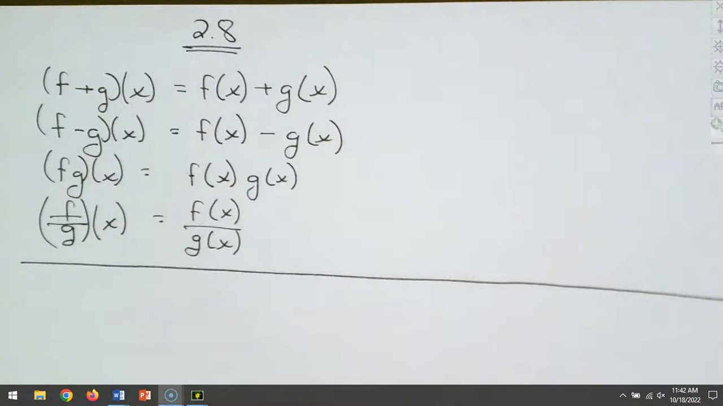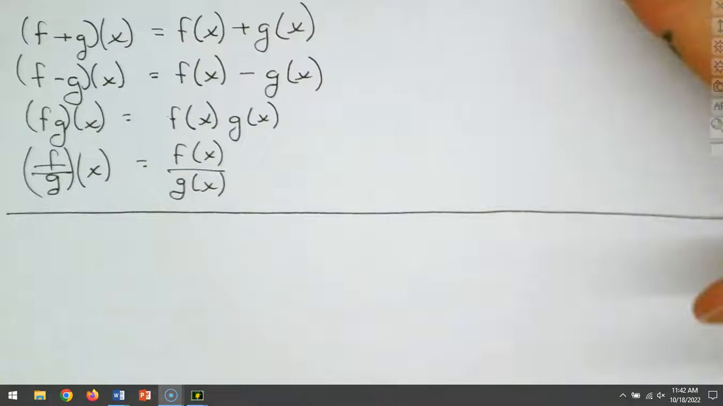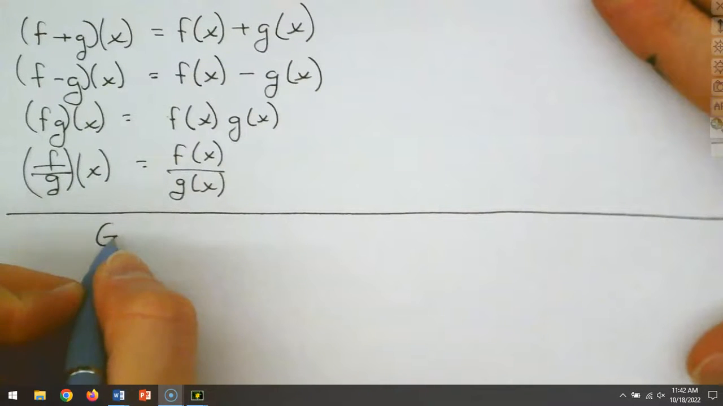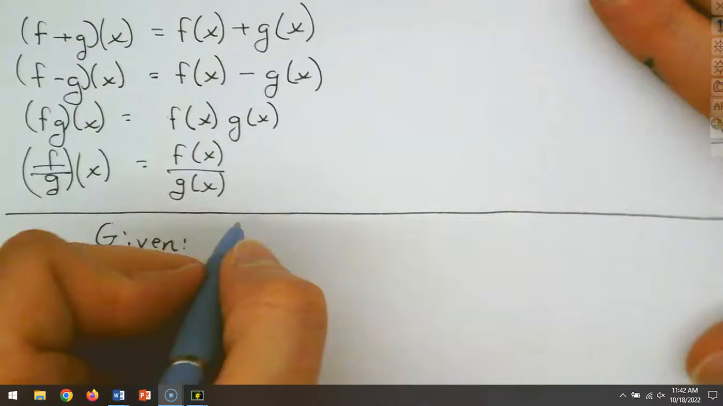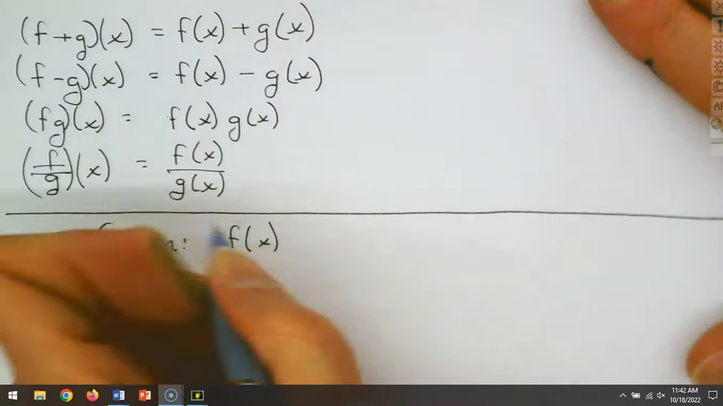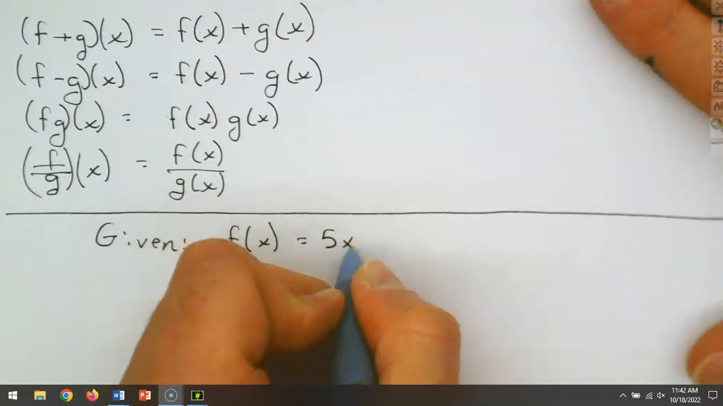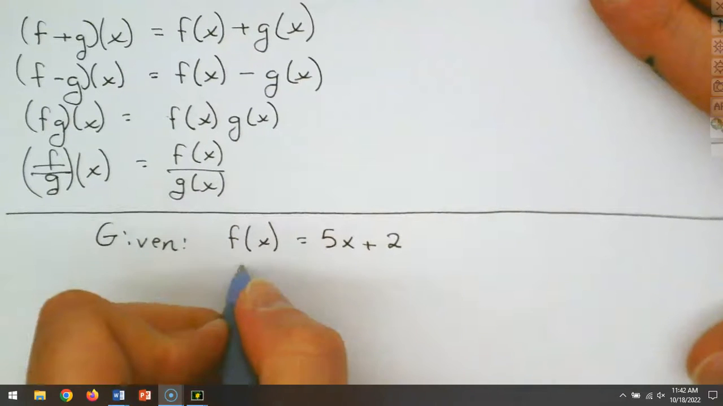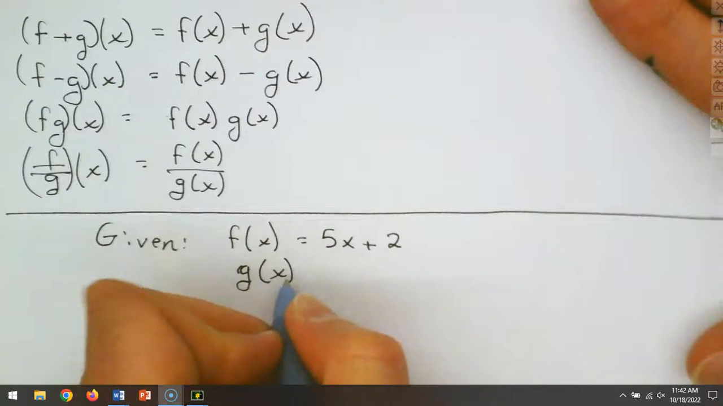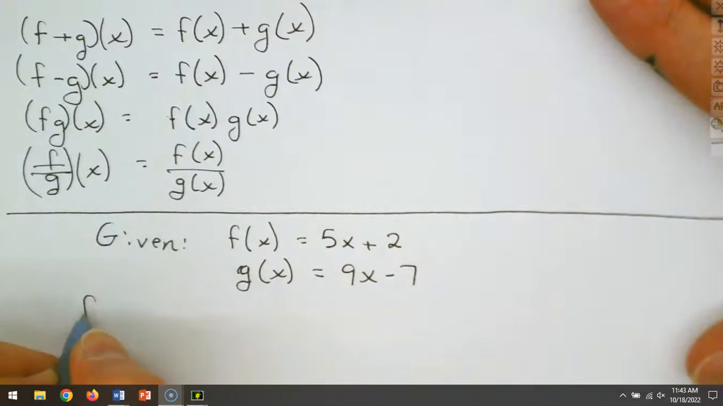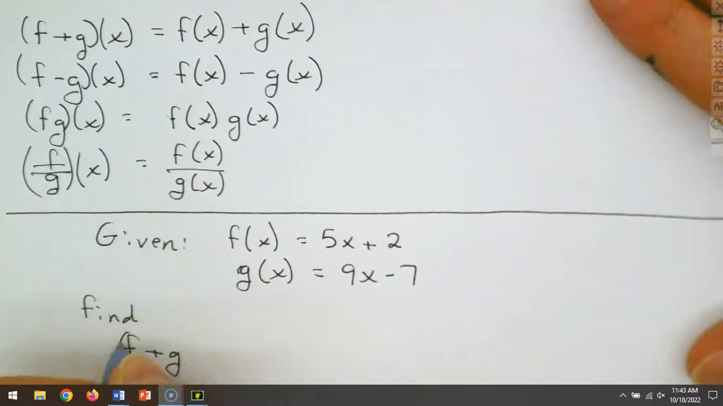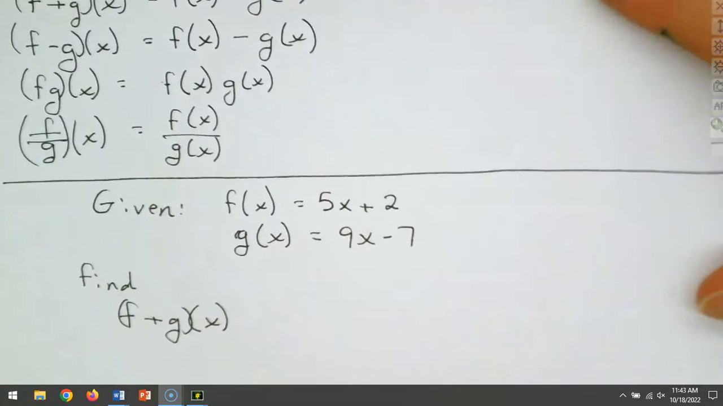We're going to start with an easier one. We're going to start with an addition. So what I'm going to do is give you 2 functions. So you're going to be given f(x) equals 5x plus 2 and g(x) equals 9x minus 7. And I want you to find (f plus g)(x). So I want you to add these together.